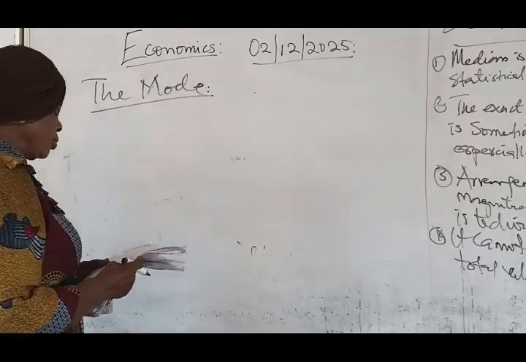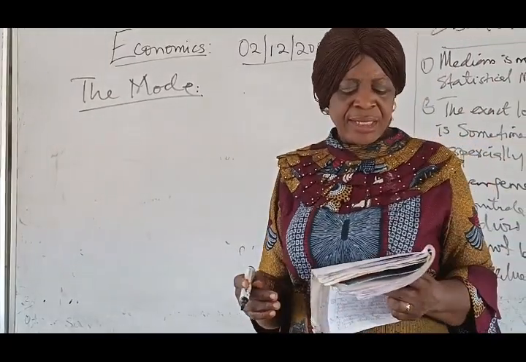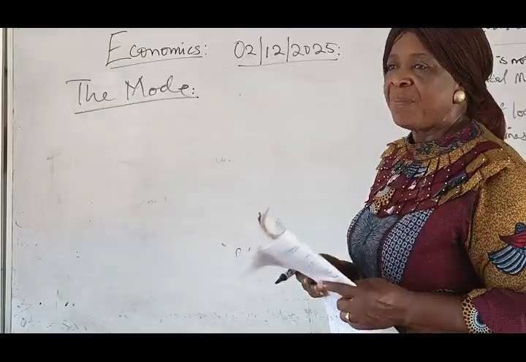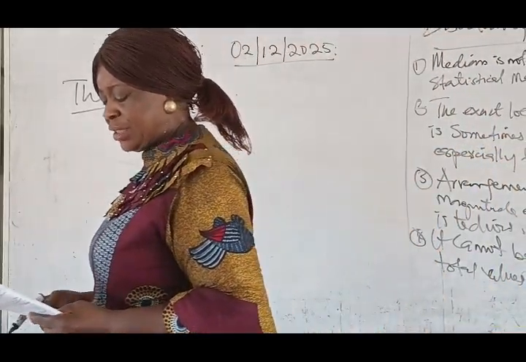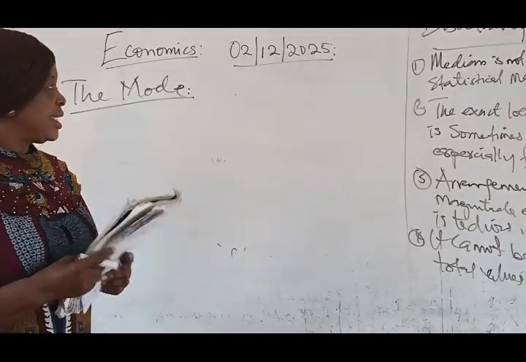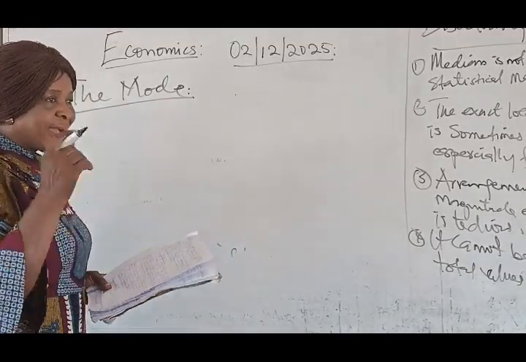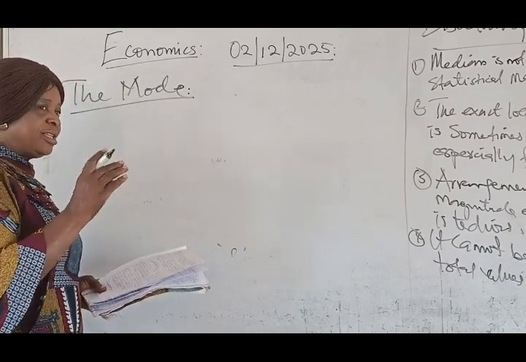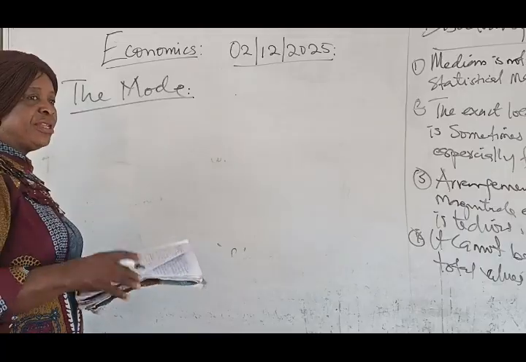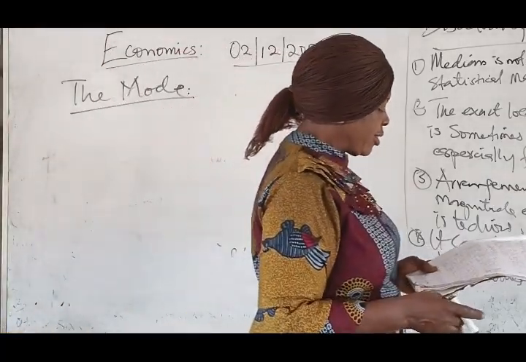What do we mean by the mode? The mode is defined as the item or the number with the highest appearance in a given set of observation. In other words, it is the number that appears the highest number of times in a distribution. Before this, I've already told you the meaning of frequency. The highest occurrence of a number.